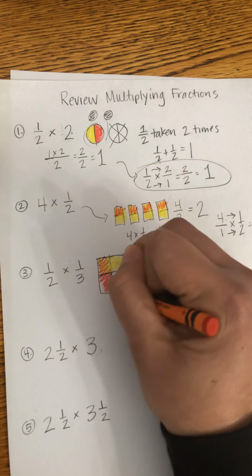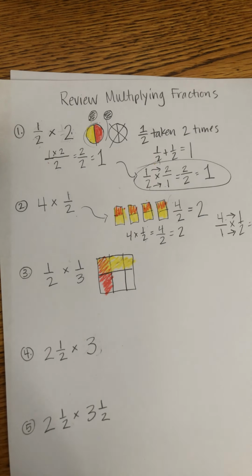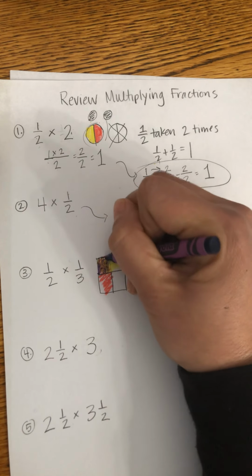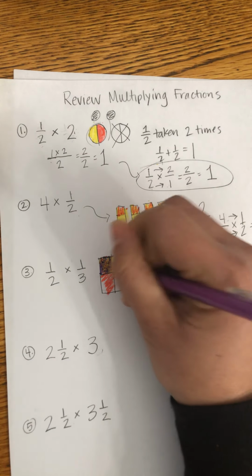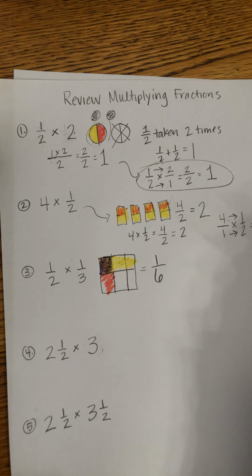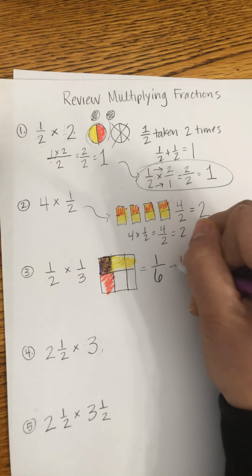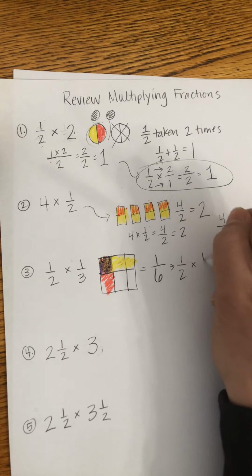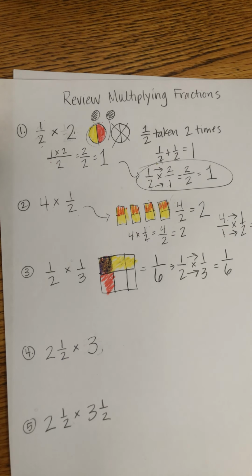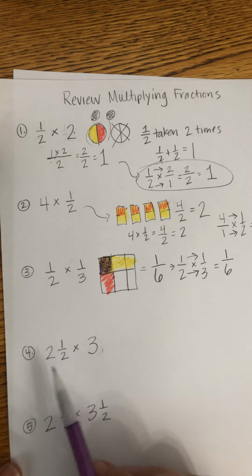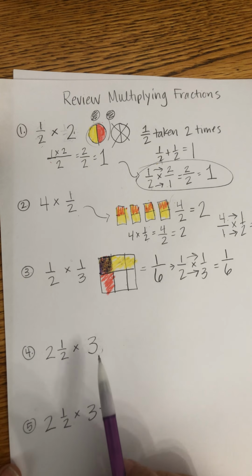Color in my 1/3, and if I take 1/3 of 1/2, it's this small section right up here. So my new answer is 1 out of what my new whole is, 6, okay? So mathematically, you just multiply straight across. Multiply the numerators, 1, multiply the denominators, 6. So 1/2 taken 1/3 of the time, or 1/2 times 1/3 is 1/6.